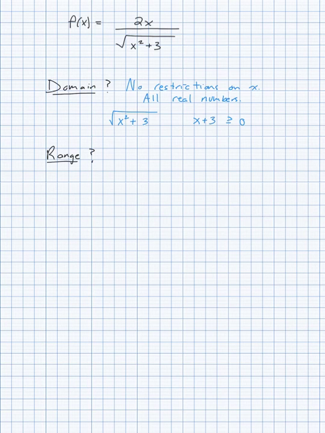For the range, we want to consider valid values of y, where y equals f of x. And in this case, the values of y are restricted by the horizontal asymptotes that we found before. And so in this case, the range will be bounded below by -2 and above by +2. So we have -2 to 2 as an open interval.